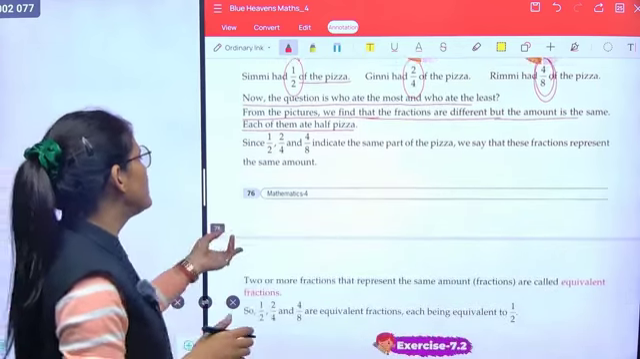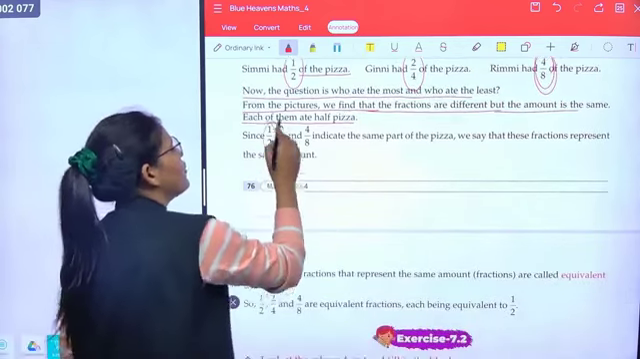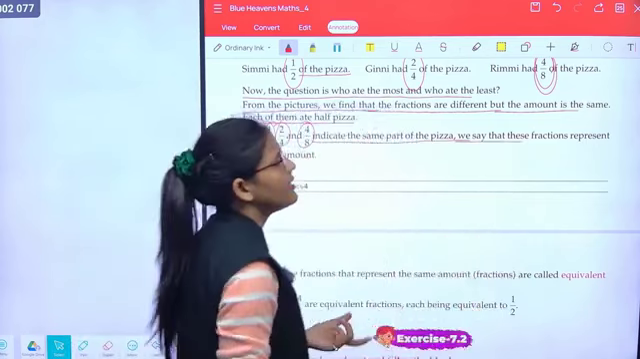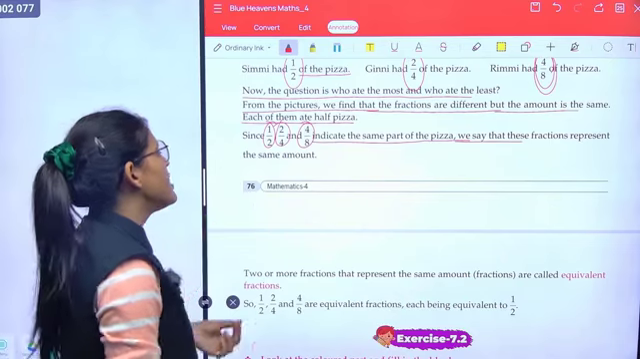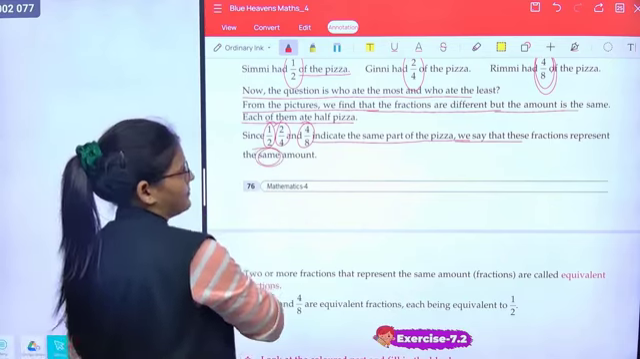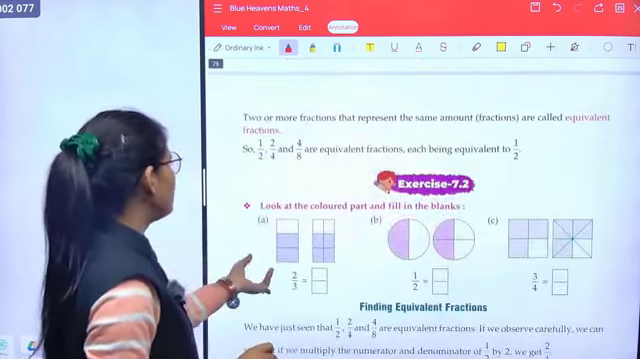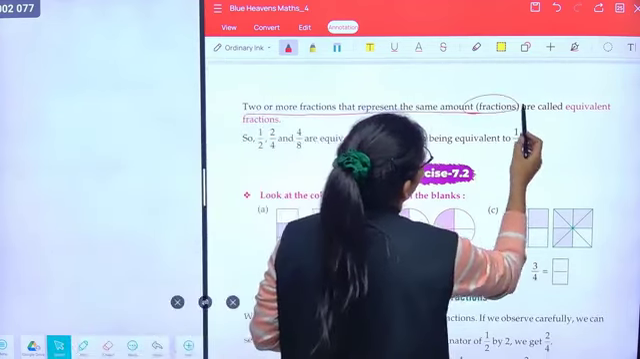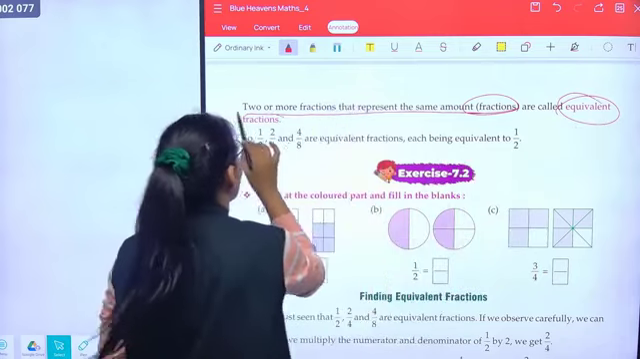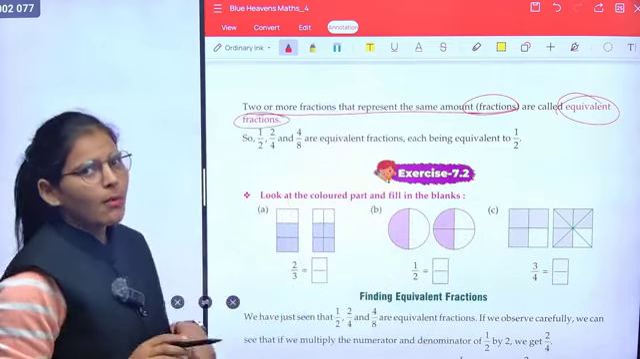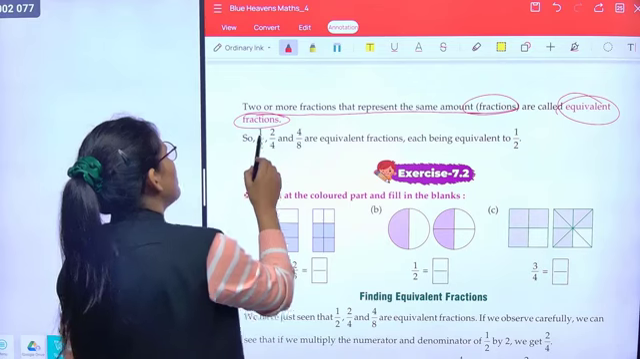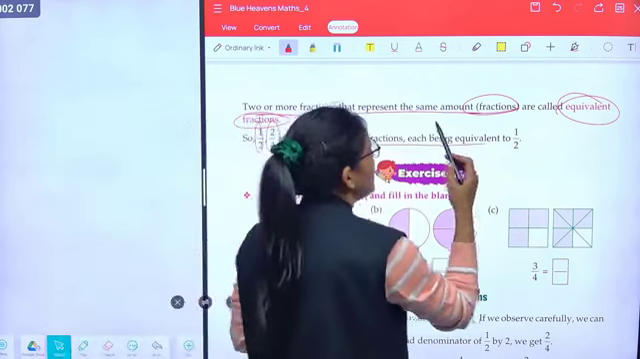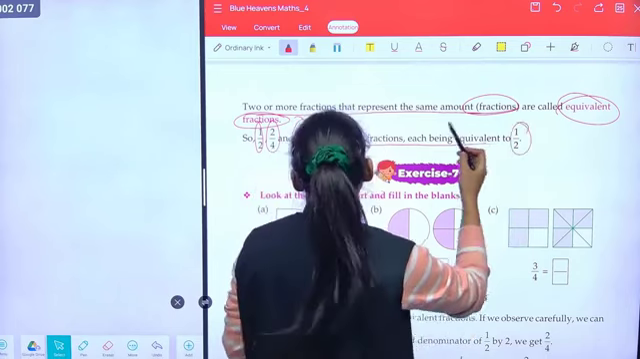Now since 1/2, 2/4, 4/8 indicate the same part of the pizza, we say that these fractions represent the same amount. Okay. Now, two or more fractions that represent the same amount are called equivalent fractions. So 1/2, 2/4, 4/8 are equivalent fractions, each being equivalent to 1/2.